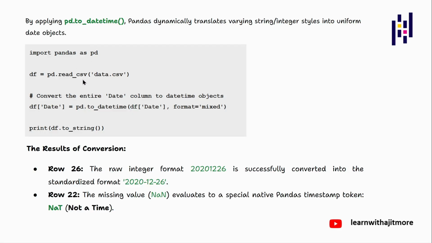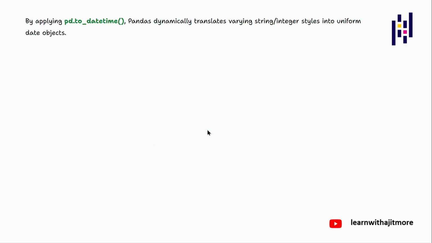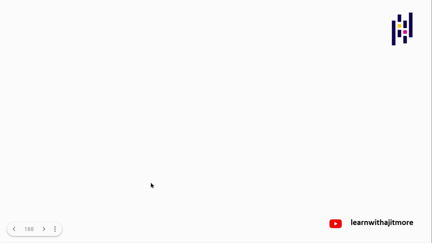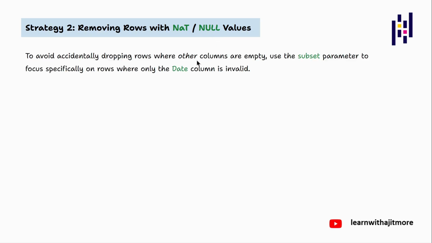The first part is clear to you. The first strategy was to replace all that inconsistent data with a correct date format. But there is a chance that some values cannot be brought to that date format. Then what do you do? Remove that row, which is NaT or NaN, by using dropna.